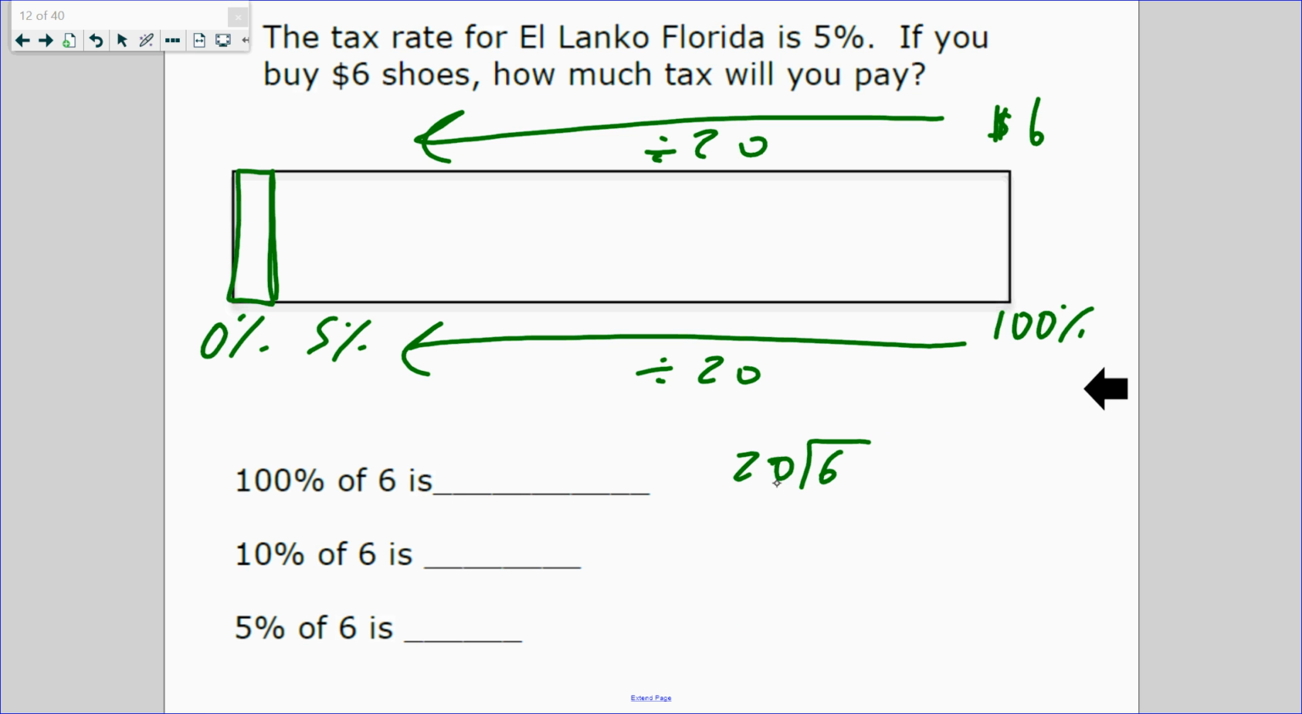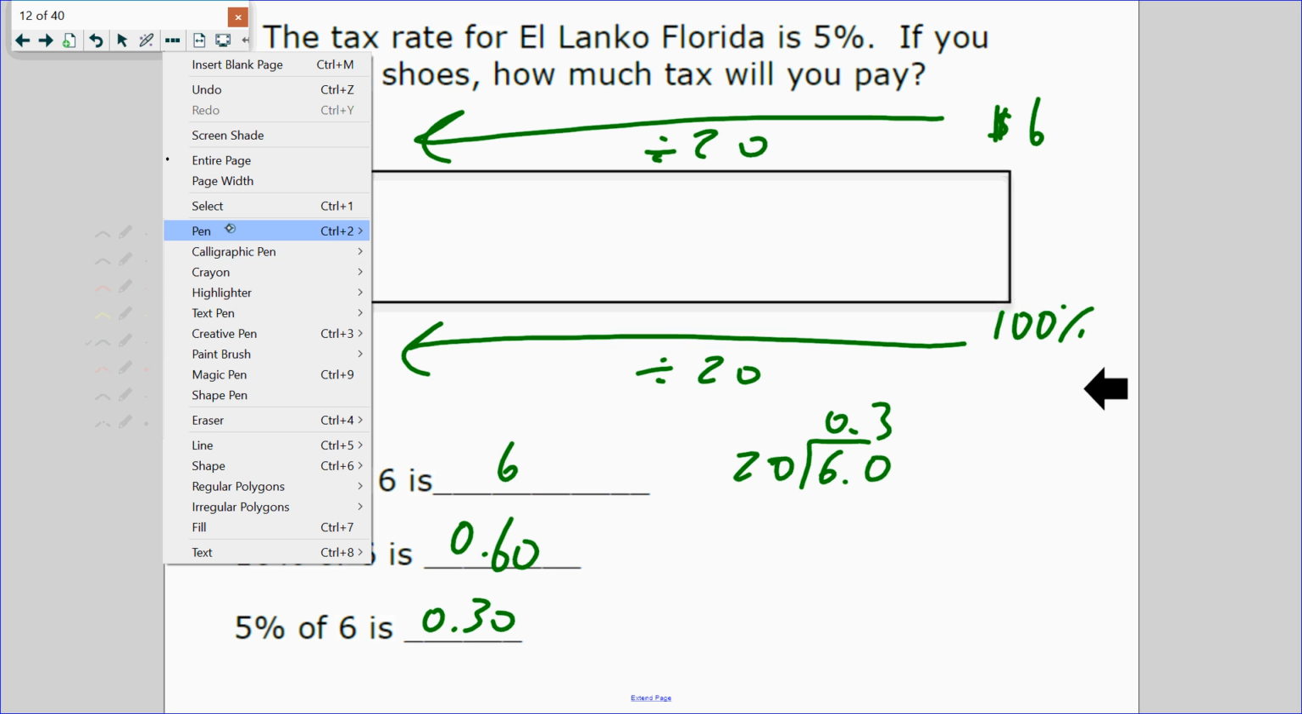Can 20 go into 6? 0 times. Can 20 go into 60? 3 times. So it is 30 cents. 5% is 30 cents. 100% is $6. So if 5% is 30 cents, 10%, that's times 2, must be 60 cents. That's one way you could have done it.